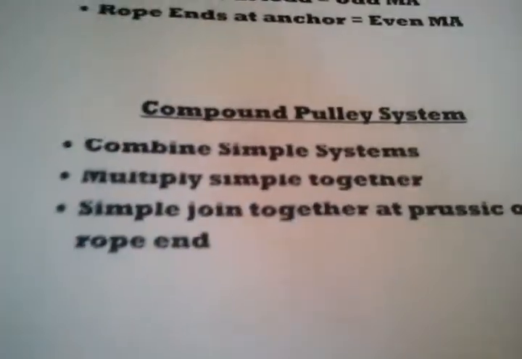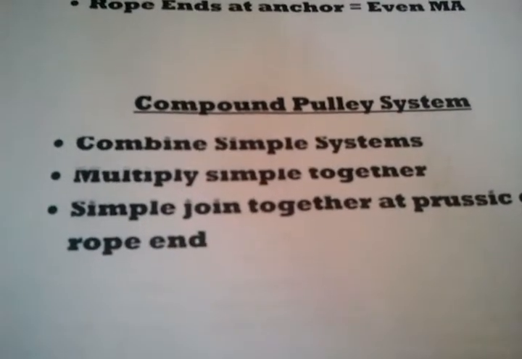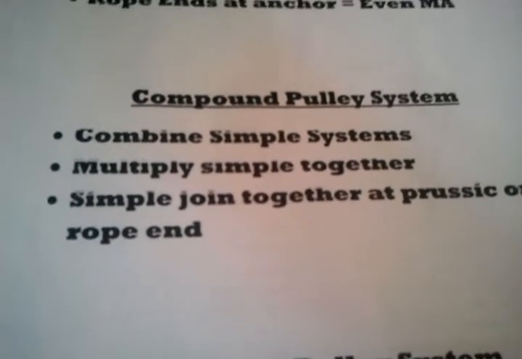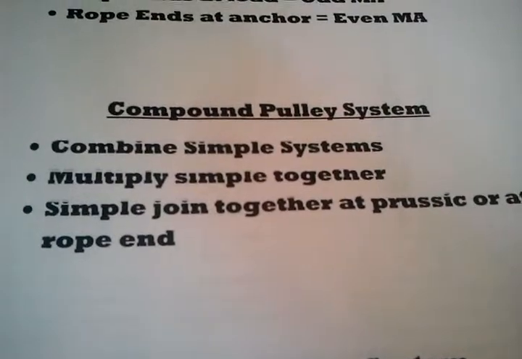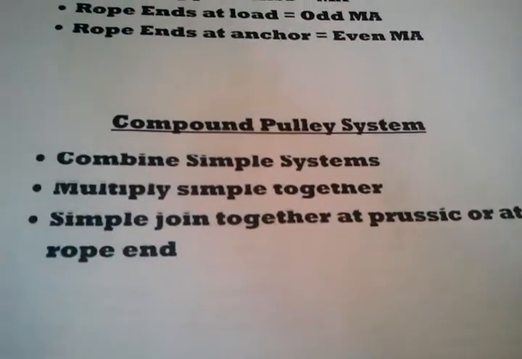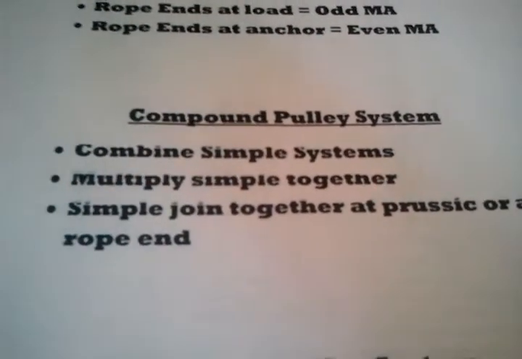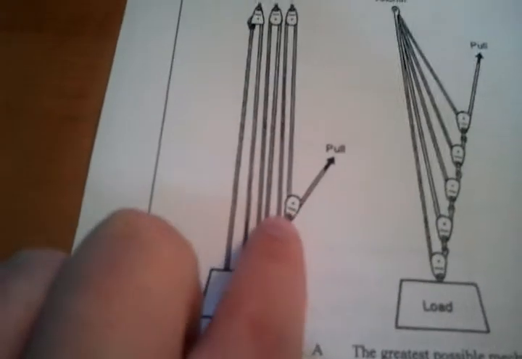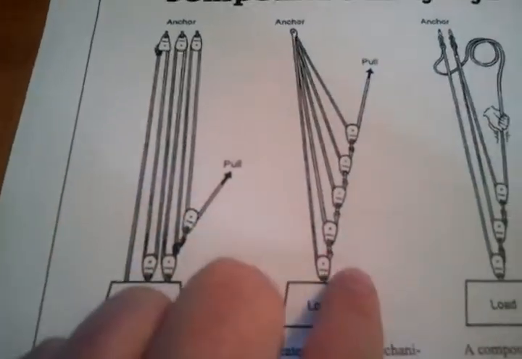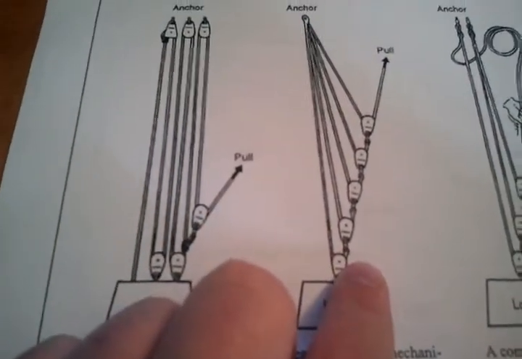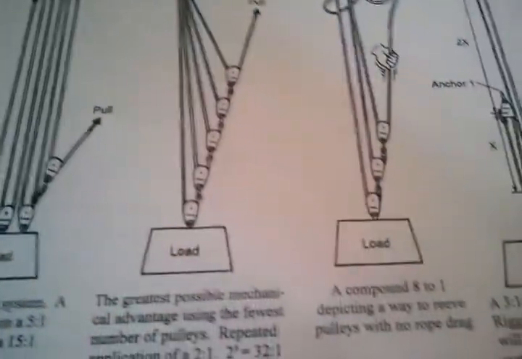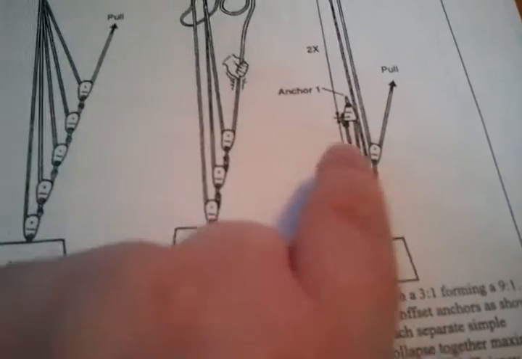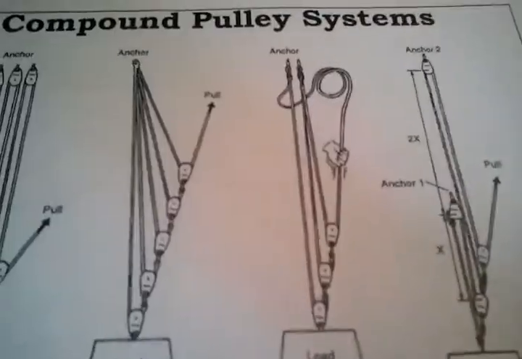For a compound pulley system, you're going to combine simple systems, you multiply them together, and simply joining together at a prusik or at the rope end is basically how it turns out to be a compound pulley system. You'll see here that here's a prusik. This particular one does not have a prusik, but it's going to be at the rope's end. Same difference here, and then of course you can see the different prusiks along this one.